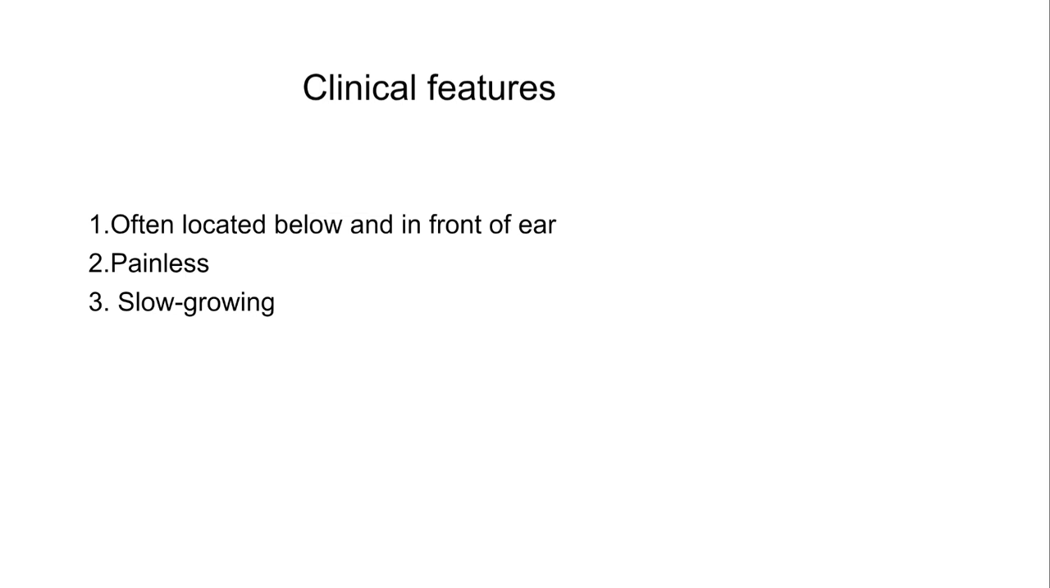Now we will be dealing with the clinical features. Firstly, the typical location of the tumor, which is often below and in front of the ear. This is a key identifying feature that can aid in initial assessments and diagnosis.